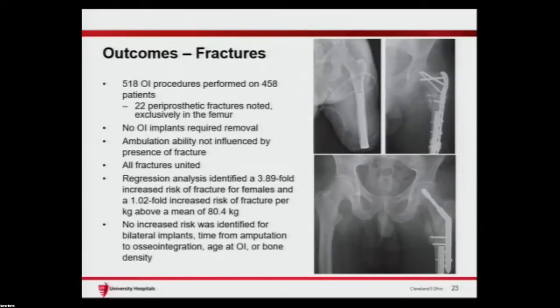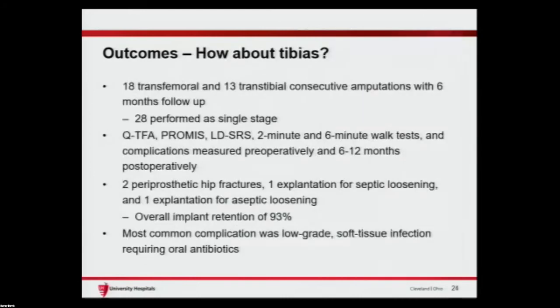They did try to figure out if there were any sort of risk factors that would put you at risk of fracture. And basically being female was the only one that really clinically made a difference. There was a small statistical difference with obesity, although clinically, I don't think it really makes a difference. But they saw no difference based off of whether or not you have bilateral implants, time from amputation to OI, age at which your OI was performed, or your bone density at baseline.